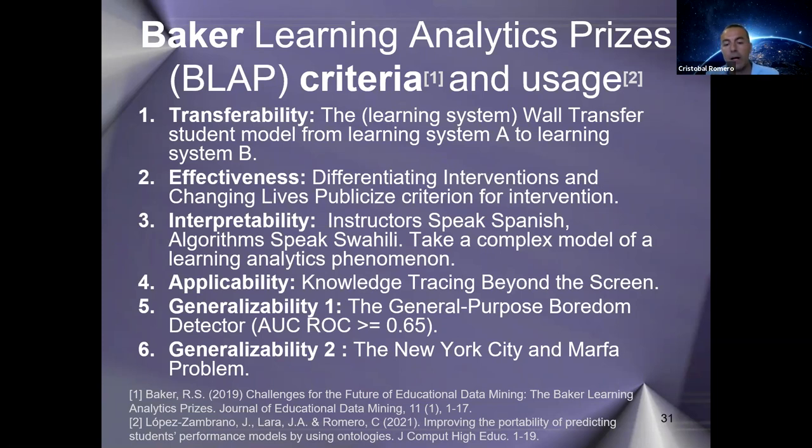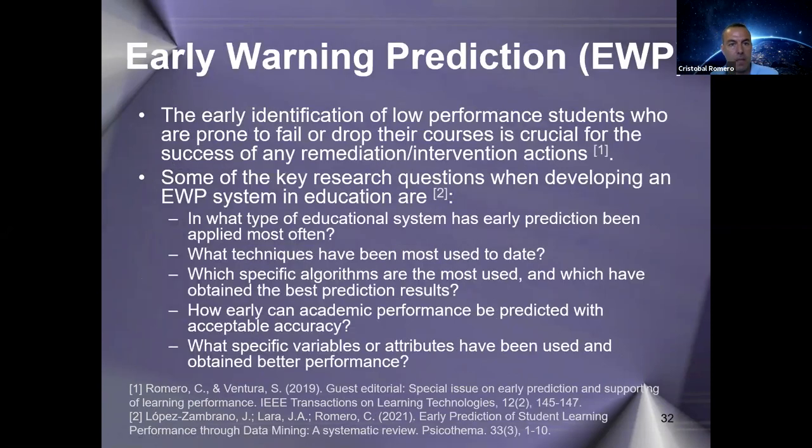And the second one is the New York City and Mapa problem that also appears about the problem of generalizability. I provided two papers. The first one is the original Ryan Baker paper with the challenge. And the second one is the paper in which I use the Baker prizes to test the portability, the transferability of the prediction model in Moodle.